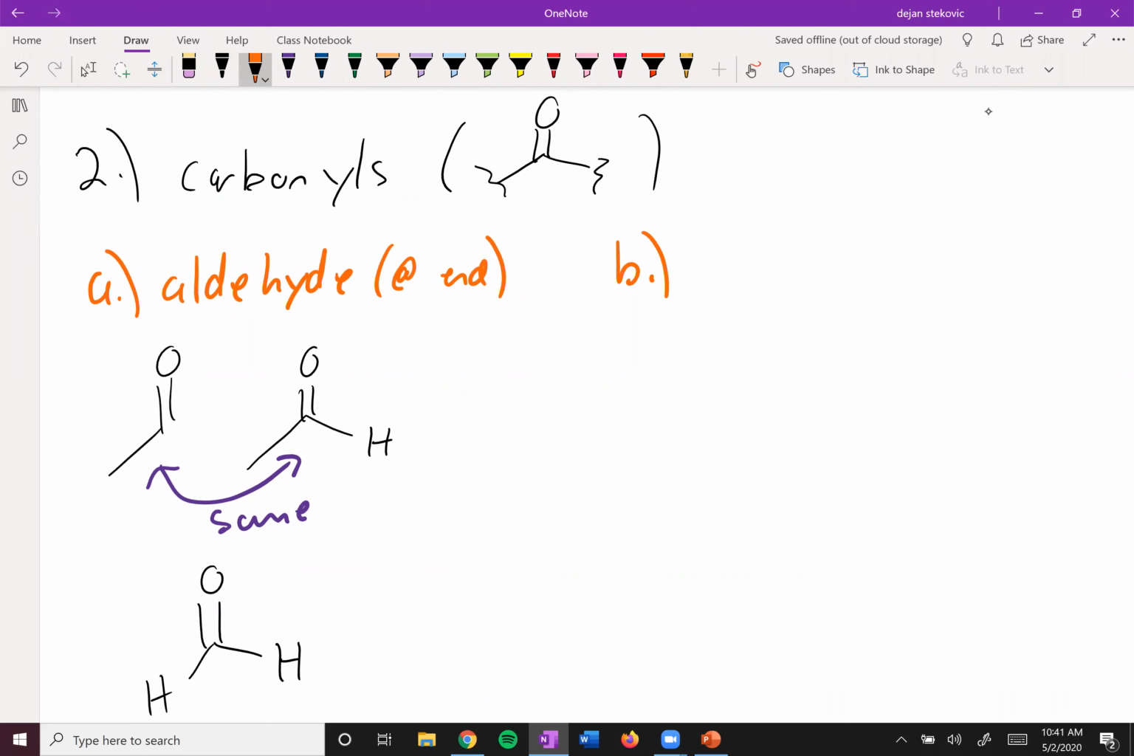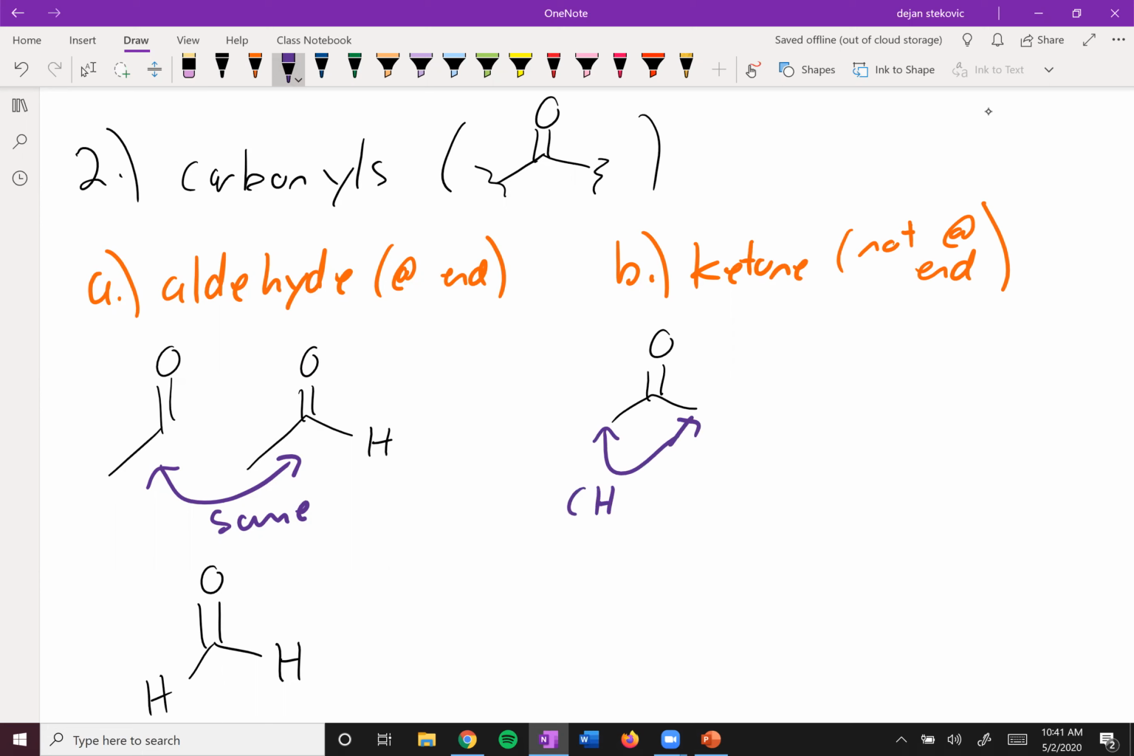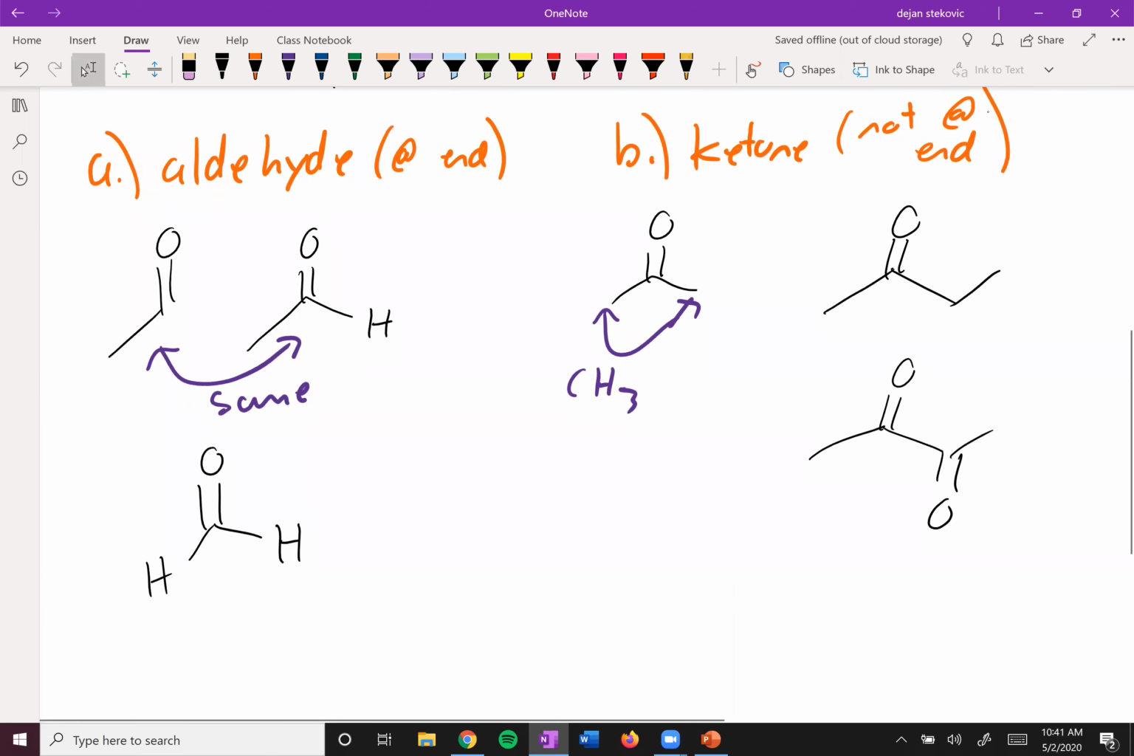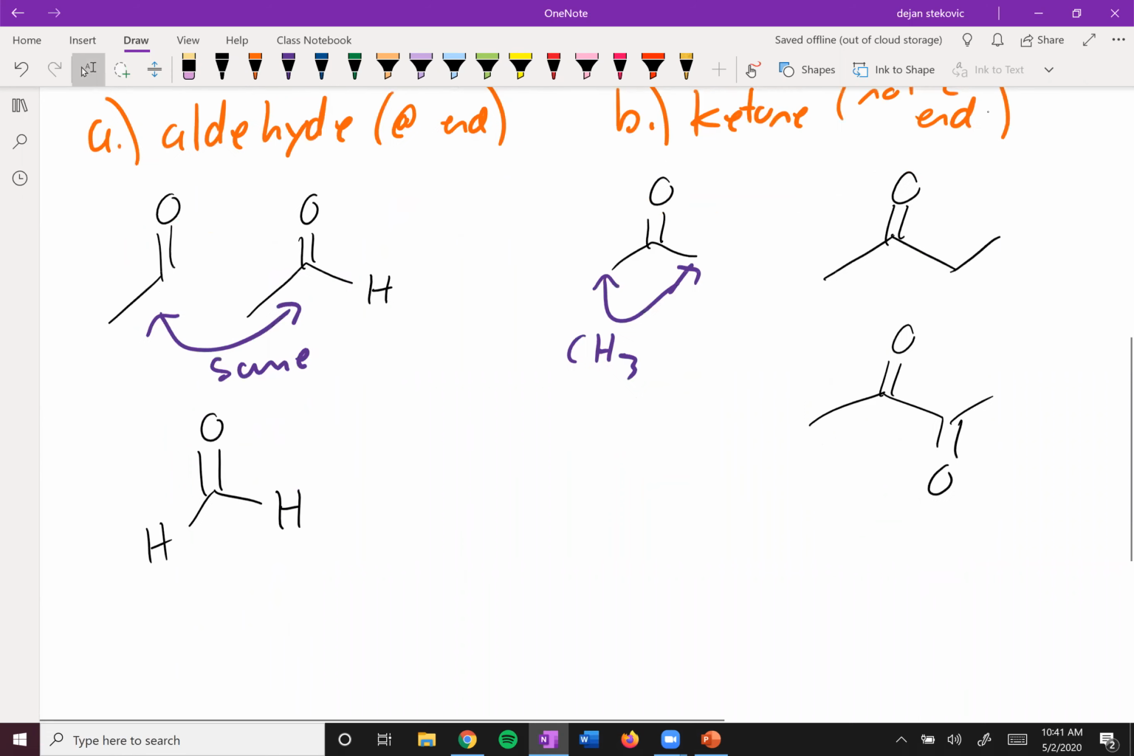The second type of carbonyl is a ketone. And a ketone is a carbonyl where it's not at the end, right? So there's no hydrogen attached there. So something like this. This is acetone. This is nail polish remover and other stuff. Remember, these on the end are CH3s. And you can draw all kinds of different ketones, something like this, or maybe even a diketone. Draw two of them right next to each other. Pretty cool. So those are carbonyls, aldehydes, and ketones.